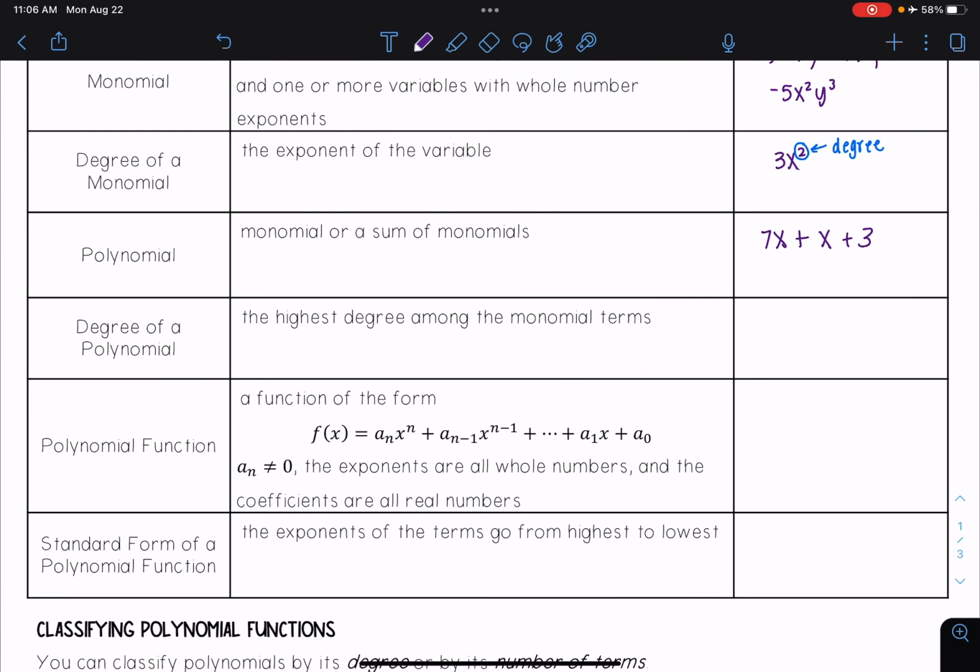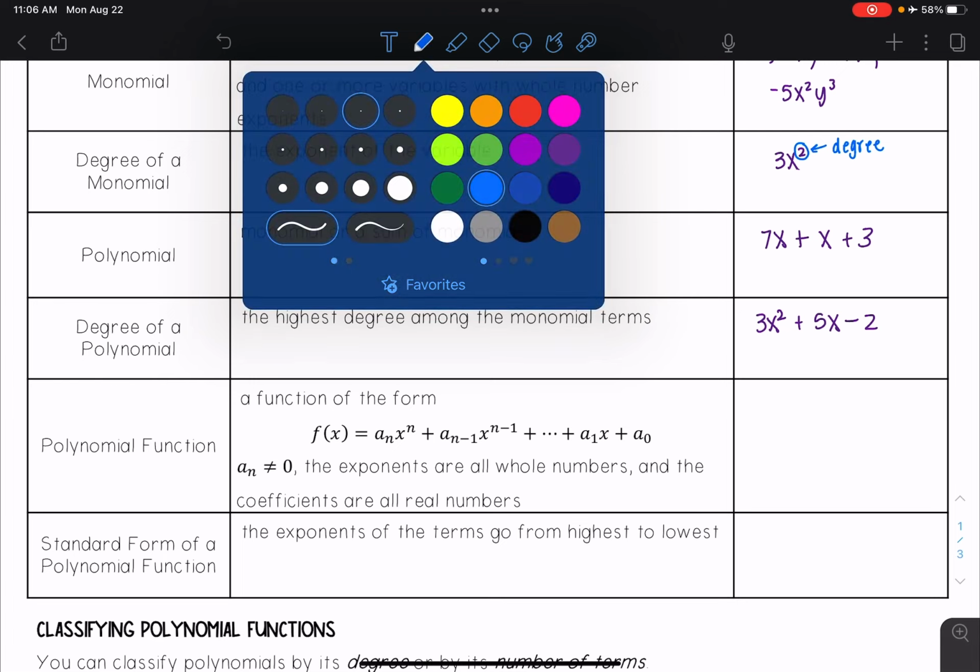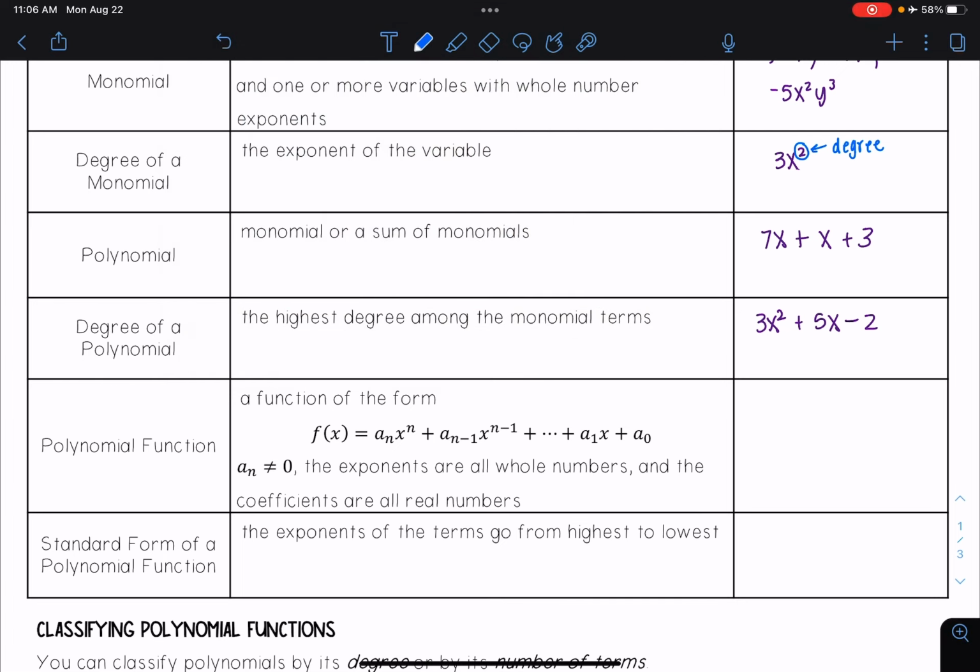And then the degree of a polynomial is the highest degree among the monomial terms. So, let's say I had 3x squared plus 5x minus 2. The degree would be the highest exponent among monomial terms, and so that would be this 2 here. So it is the largest exponent among all of those terms.